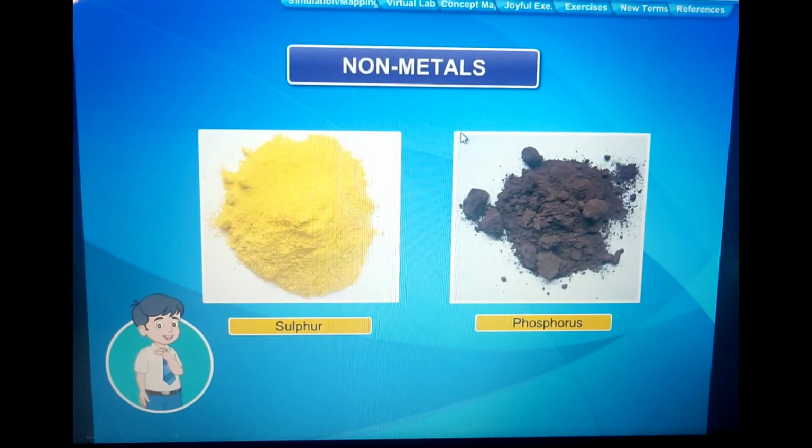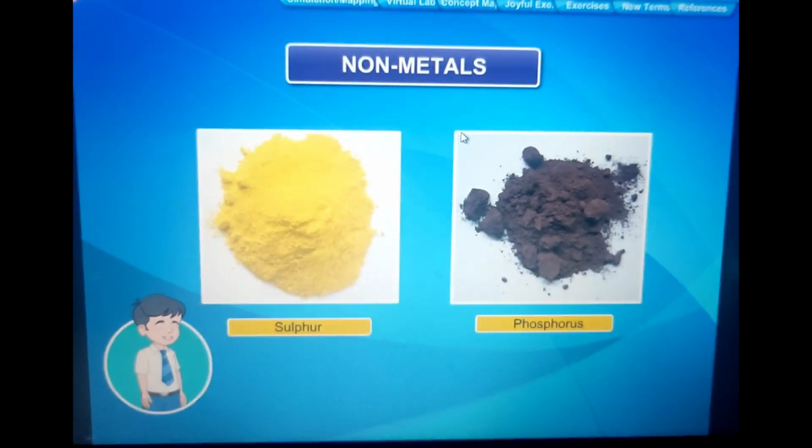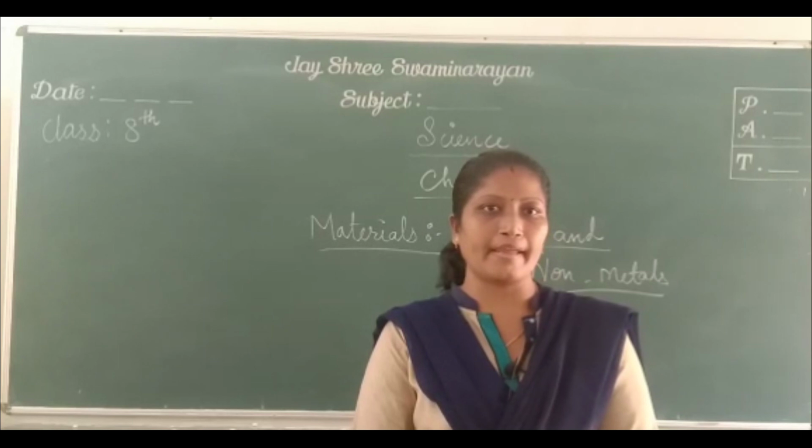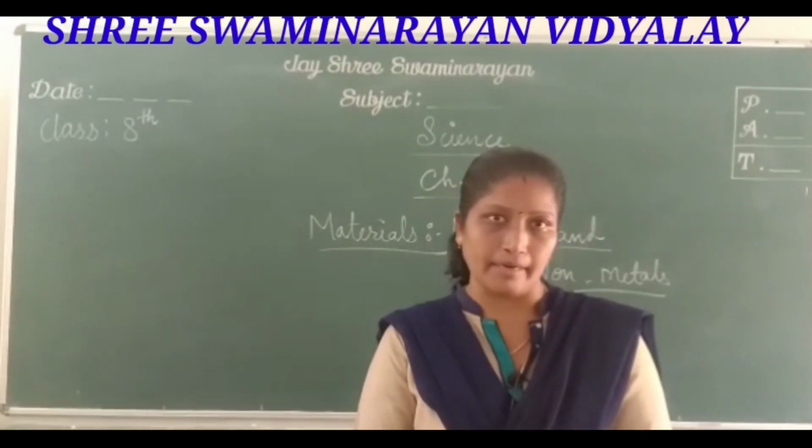Sulfur, phosphorus, etc. are non-metals. In general, they are not so hard. Most of them have a dull appearance. The next topic is properties of metals and non-metals.